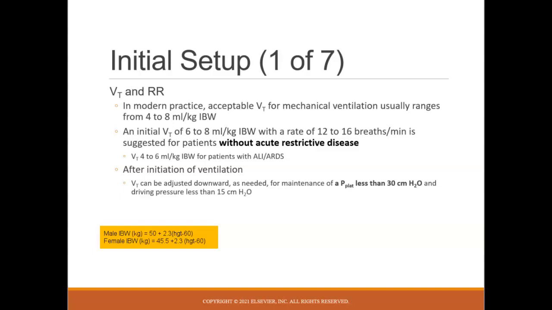So typically initial tidal volumes should be for average normal adults, anybody that doesn't have any acute restrictive disease. Remember, your restrictive diseases are the ones that cause low volumes or poor compliance. So for most of our patients, you're going to be picking 6, 7, or 8, okay, with a respiratory rate of anywhere from 12 to 16. For patients that are sick with ARDS, you are going to want to pick tidal volumes within that 4 to 6 range, that low tidal volume strategy.